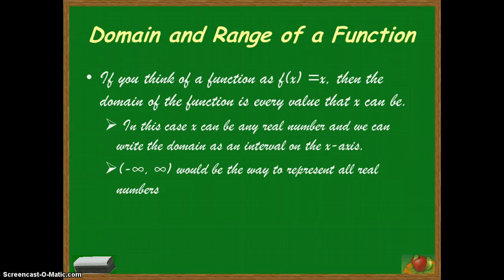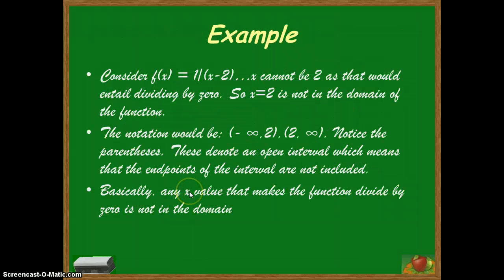So we would write the domain of the function using something called interval notation: negative infinity comma infinity. This is representing the x-axis, the number line. The parentheses are called an open interval. Later we'll talk about that. It means that these endpoints are not included if we use parentheses.